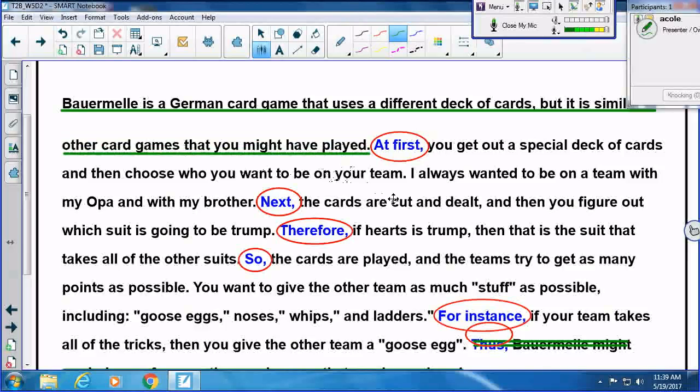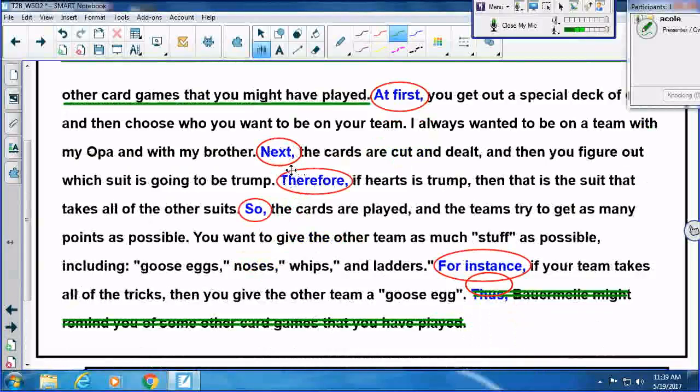At first, you get out a special deck of cards and then choose who you want to be on your team. I always wanted to be on a team with my oppa and with my brother. Next, the cards are cut and dealt, and then you figure out which suit is going to be trump. Therefore, if hearts is trump, then that is the suit that takes all of the other suits. So, the cards are played, and the teams try to get as many points as possible. Right? And it goes on from there.